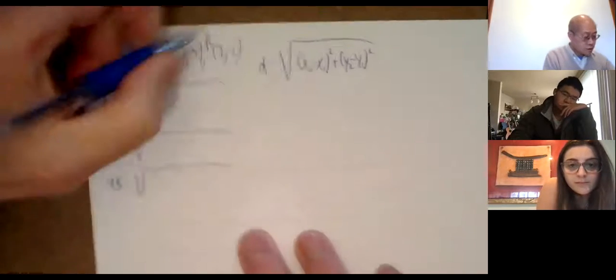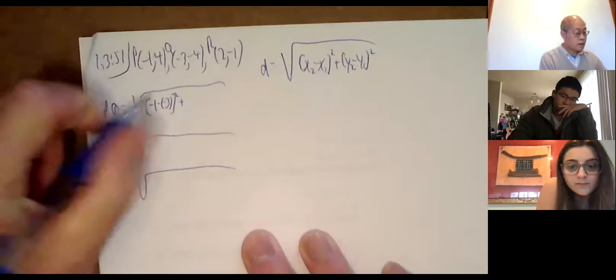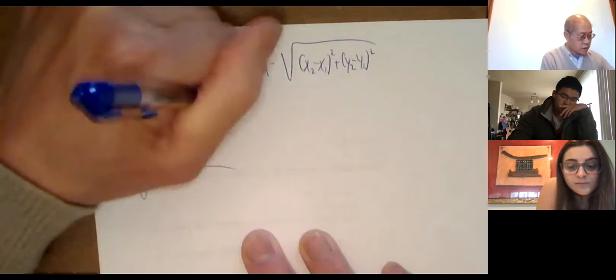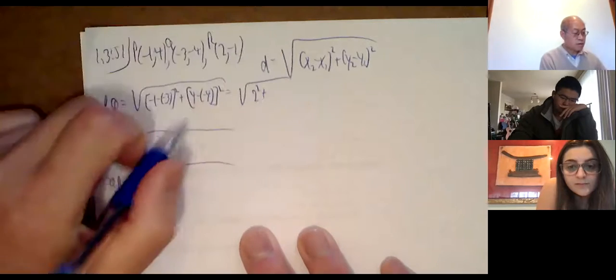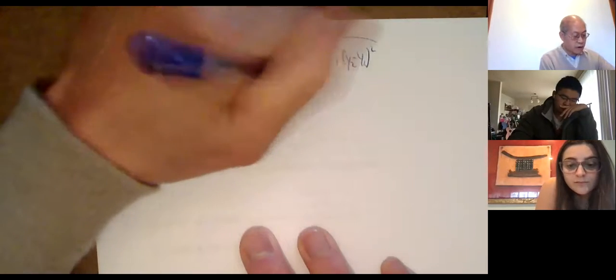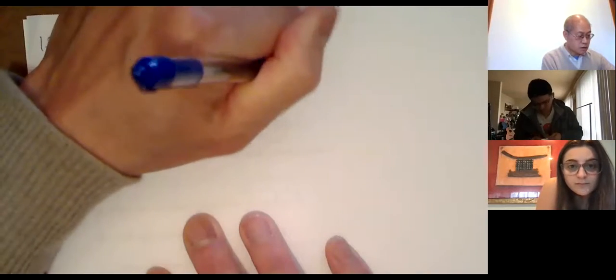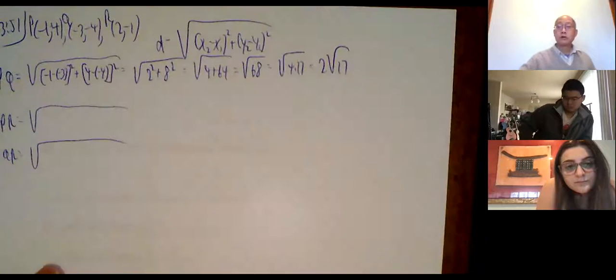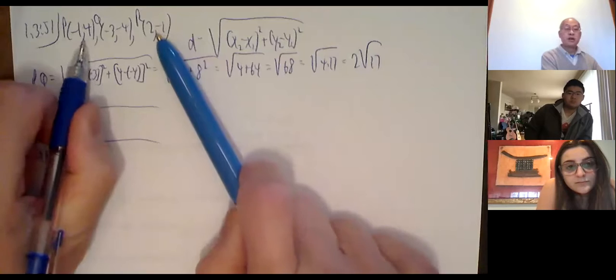So negative 1 minus negative 3 squared, and 4 minus negative 4 squared. That's going to be 2 squared plus 8 squared, which is radical 4 plus 64. That's radical 68, which is 4 times 17, so 2 radical 17. That's PQ.